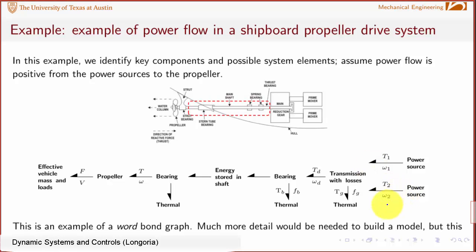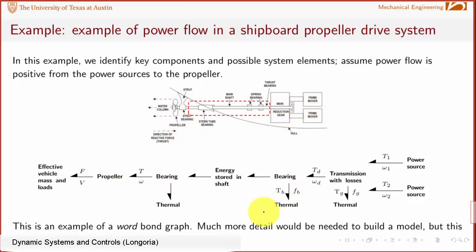To illustrate how we can use these power flow concepts, I've sketched out a little example here. This is a shipboard propeller drive. There's two power sources, say two engines driving through a reduction gear, and then there's a drive propeller shaft. There's some bearings along here. And let's say you were just starting to model the system. What we want to do is identify some key components and possibly some system elements that might be of interest. And so what I've done down here at the bottom is drawn what we call a word bond graph. So here, in the early stages, we haven't really started analyzing these in detail.